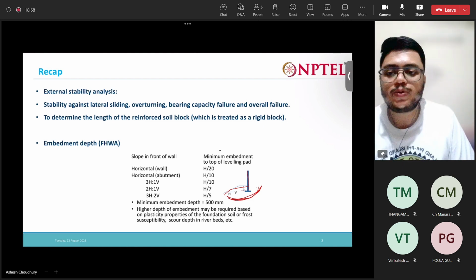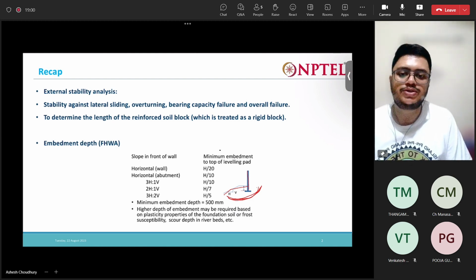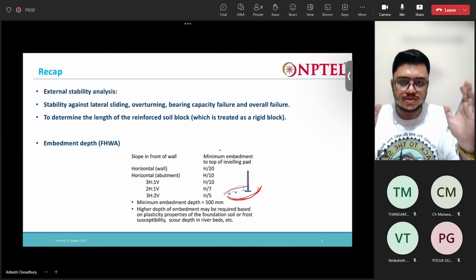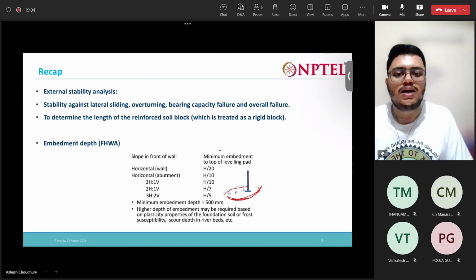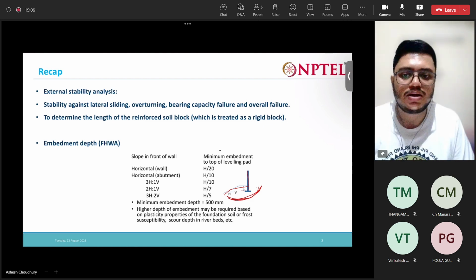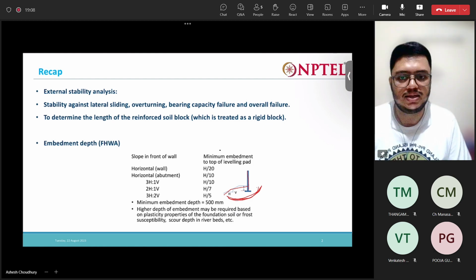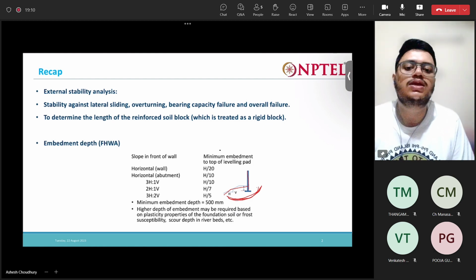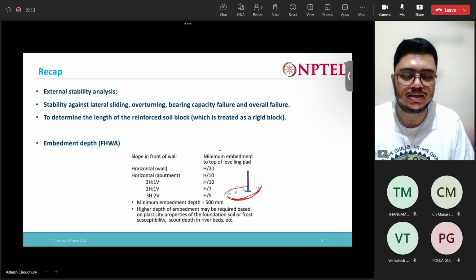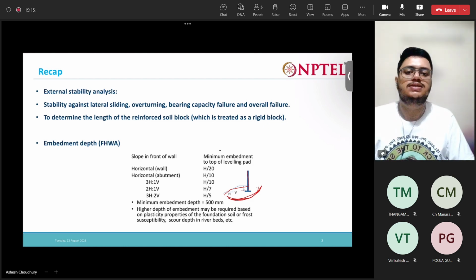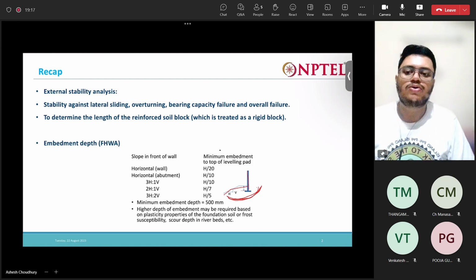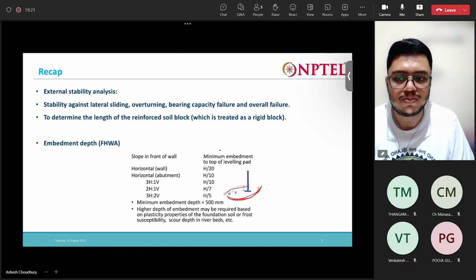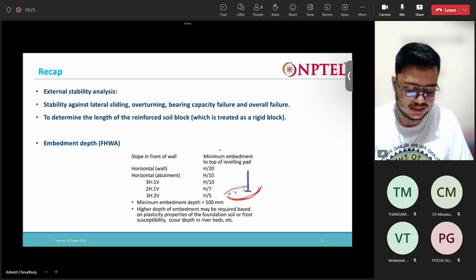Now, what we need to ensure is that the length of the reinforced soil block that we consider satisfies all these criteria. And during all this calculation, the reinforced soil block is considered rigid. During all these stability checks, we consider that the reinforced soil block is a rigid structure.